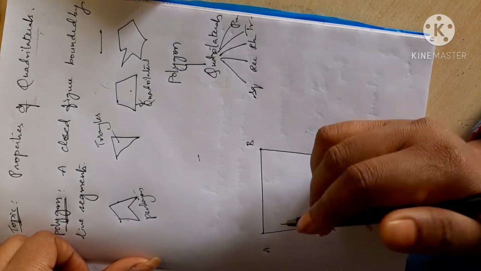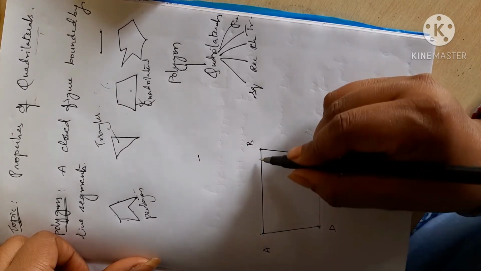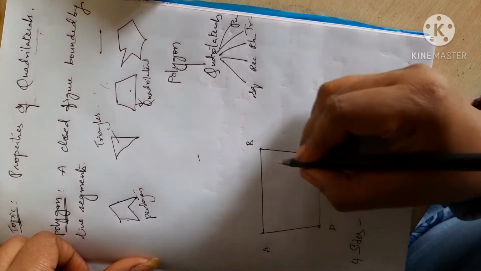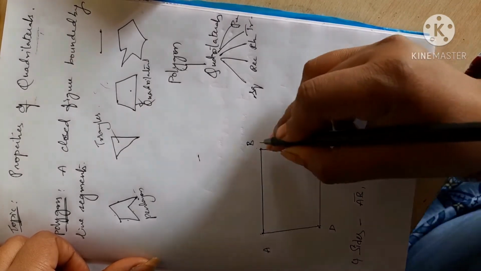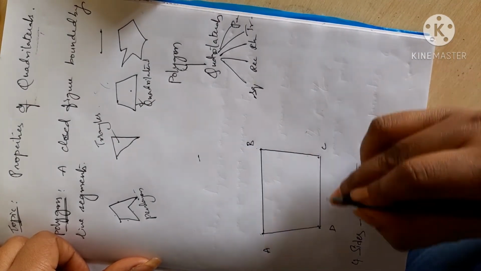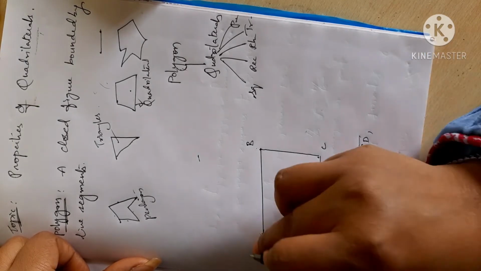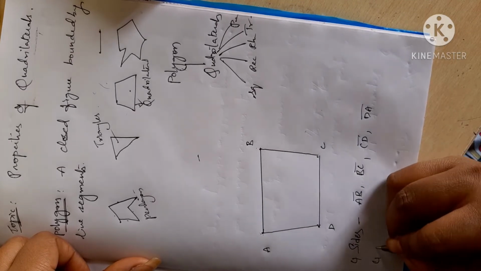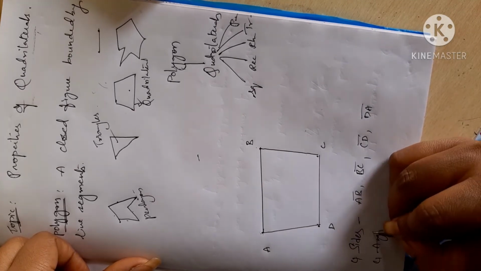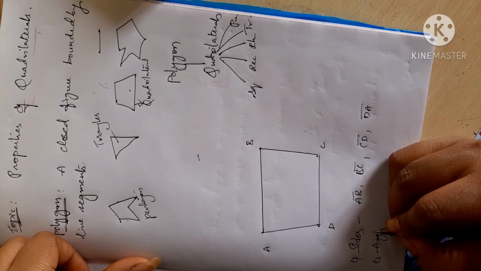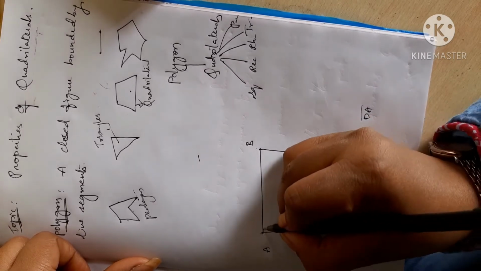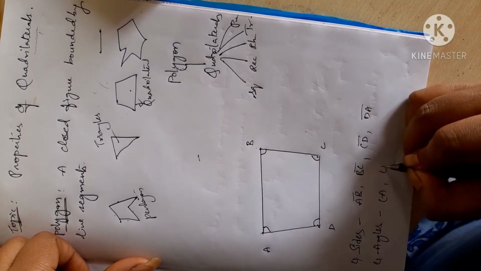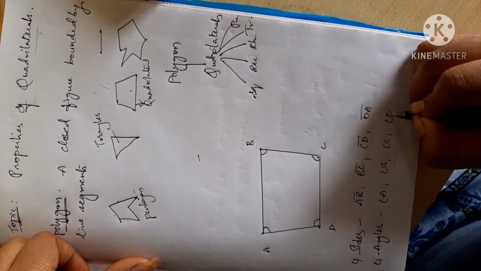quadrilateral. A quadrilateral is going to have 4 sides. How many sides? 4 sides. What are those? AB, a line segment, BC, another one, CD, another one, DA, another one. So 4 sides and 4 angles. What are those? Angle A, angle B, angle C, angle D.